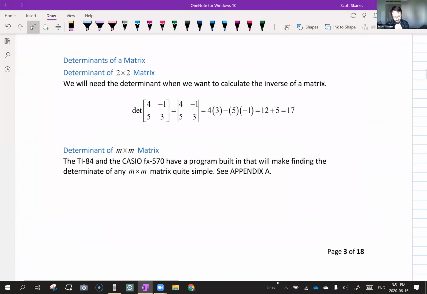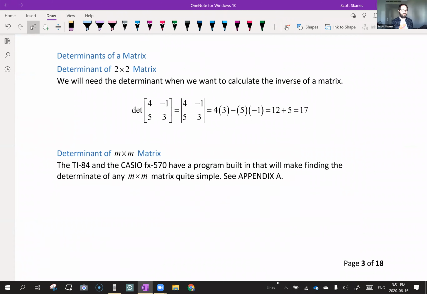Determinants. Determinants on the page looks very complicated. Determinants, the strategy we use is super easy. If you have a 2 by 2 matrix, this is what you do. Take the diagonals, multiply them and subtract them. Okay? You'll notice that this is 4 times 3. This is your 5 and your negative 1, and you just subtract them. That's 12 minus negative 5, so 12 plus 5, 17. Okay? So that's all we need to do for the determinant.